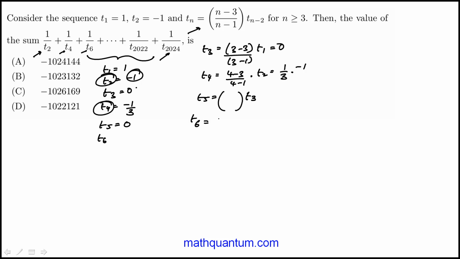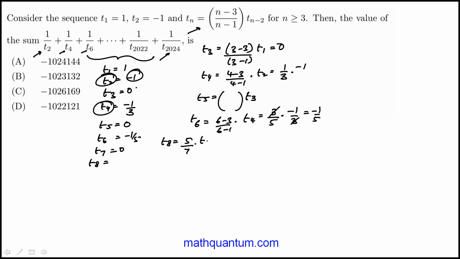So T6 will be 6 minus 3, 6 minus 1, T4, which is 3 over 5, and then T4 is minus 1/3. You'll notice that drops out. It becomes minus 1/5. T7 is 0. T8 would be 8 minus 3 is 5, 7 of T6. T6 is minus 1/5. So you'll see that these numbers cancel out. We get minus 1/7. So we can start to see the pattern here.